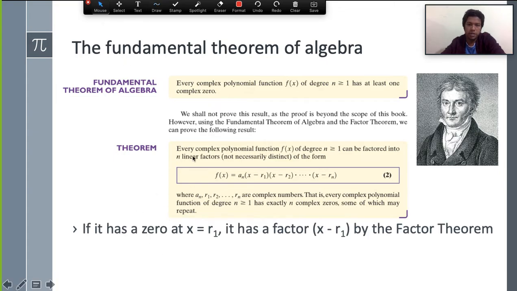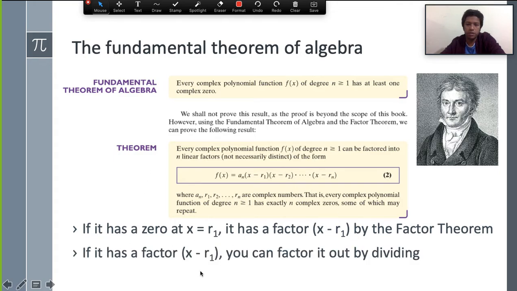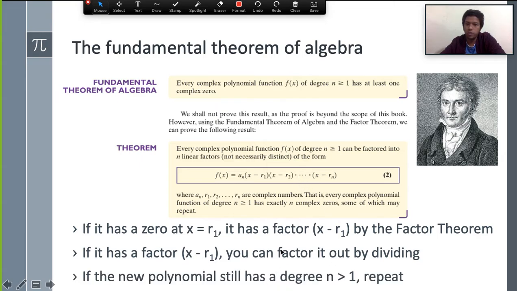This is also said here: if it has a zero at x equals r1, then by the factor theorem it has a factor x minus r1, and you can factor it by dividing. Then we can continue if the degree is still more. This is how we can solve it. Like the previous day, we have seen this kind of method: once you get a zero, you can factor it, then divide to reduce it. If the power is still more, we again try to reduce it. This is the reduction process.